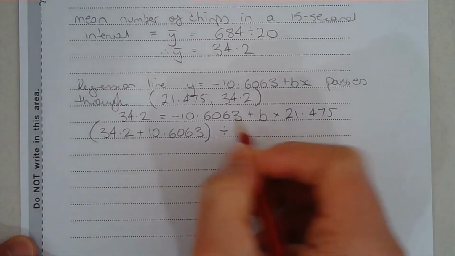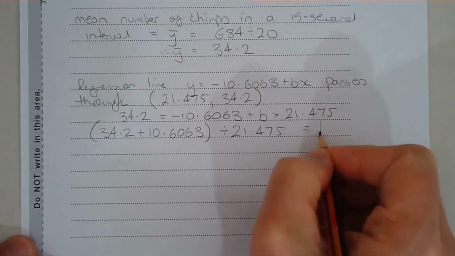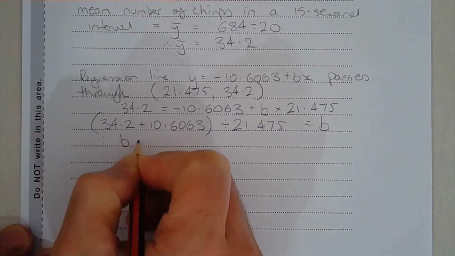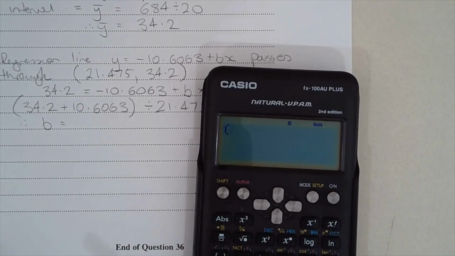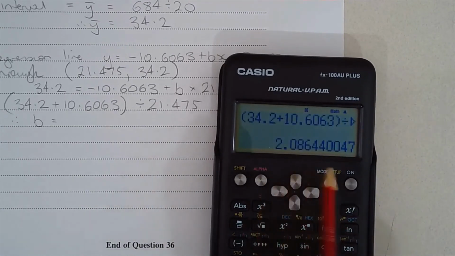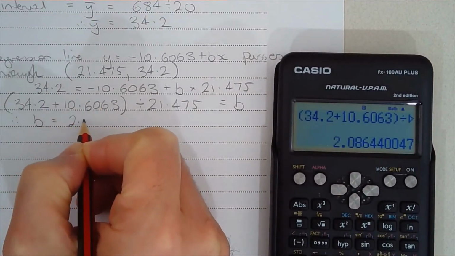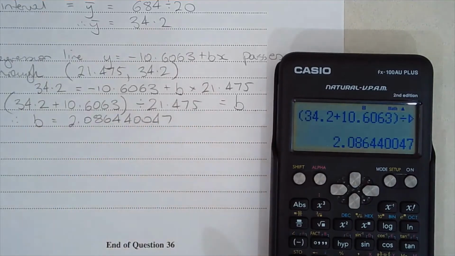So this is just a little bit of algebra. 21.475, that's equal to our gradient. So therefore, b is equal to, let's work that out now. So 34.2 plus 10.6063. Divide that by 21.475, and we get 2.086. I might just write the whole answer there rather than rounding it too early. 2.086440047.